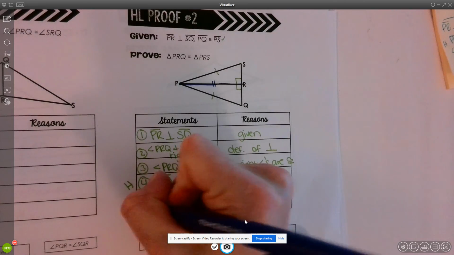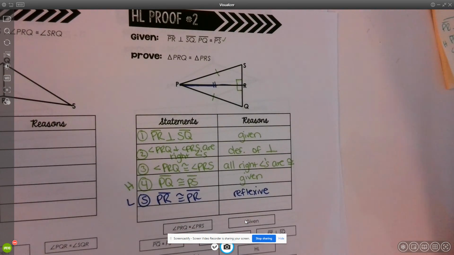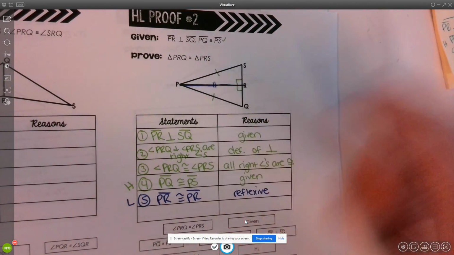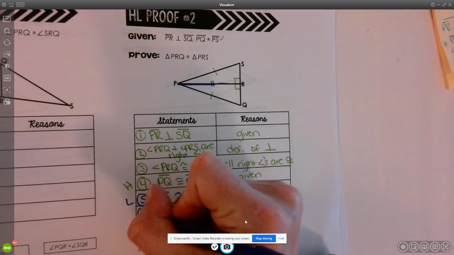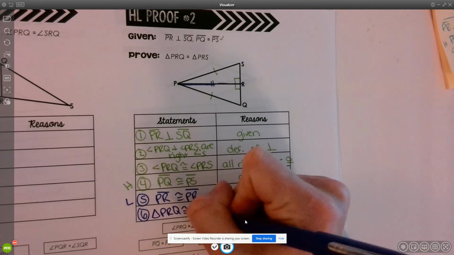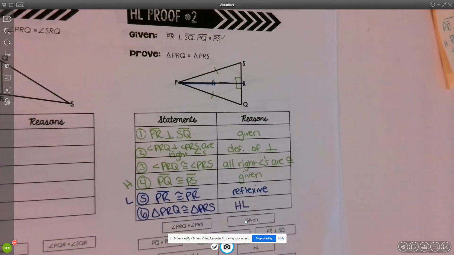So we have just shown that a leg is congruent in both triangles. So since we're working with two right triangles and we have a hypotenuse and a leg, we are now ready to state that the two triangles are congruent by the hypotenuse leg congruence theorem.